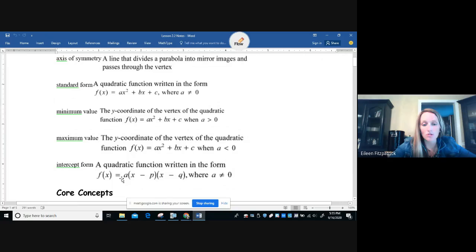Intercept form is really helpful to graph if we want to plot the x-intercepts and then go from there. A quadratic function written in intercept form is a times the quantity x minus p times the quantity x minus q.